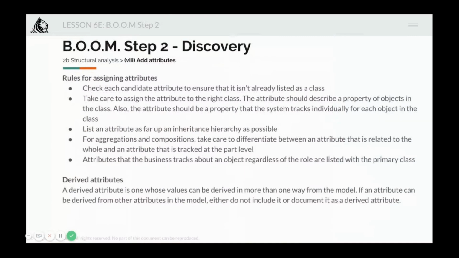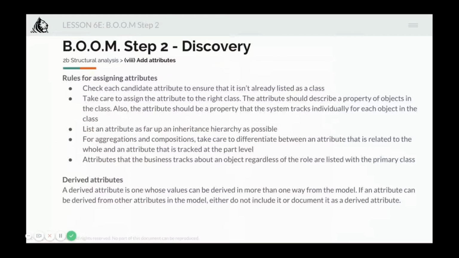What are the rules for assigning attributes? That's the next thing to understand. So you should be checking each candidate attribute to ensure that it isn't already listed as a class. Next, take care to assign the attribute to the right class. The attribute should describe a property of objects in the class. Also, the attribute should be property that the system tracks individually for each object in the class. I mean, if you're not bothered about the color of your car, or let's say color of certain furniture, then you should not be even tracking it. So that attribute should not be there. It is just collecting dust.